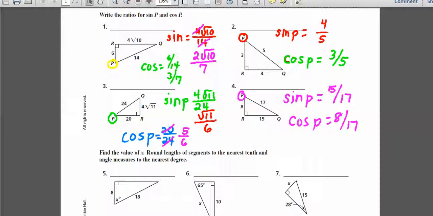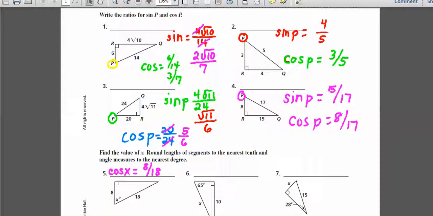Alrighty. Now we're going to move on to finding some missing values. The very first problem, I'm being asked to find x, and x is an angle measure. So it says let's round the lengths of the segments to the nearest tenth, and angle measures to the nearest degree. So let's take a look at this. I'm going to be using the cosine because if I look at this, and I'm talking about this angle right here marked x, I've got an adjacent side and a hypotenuse. So I know that the cosine of x equals 8 over 18.